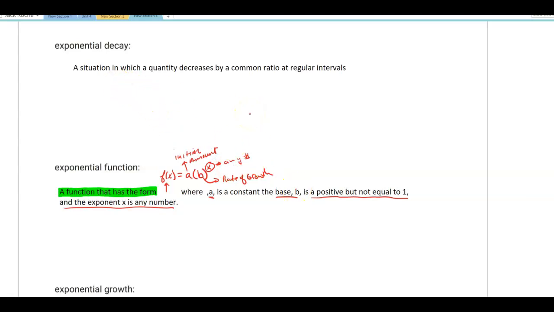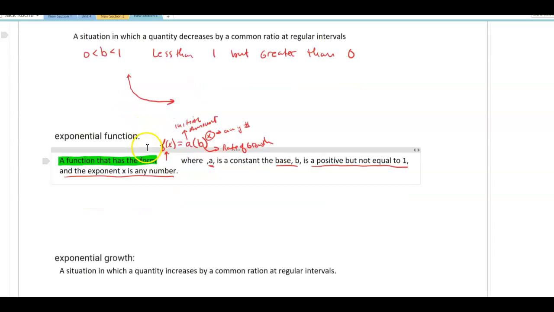So when we talk about exponential decay, it's a situation where the quantity decreases by a common ratio at regular intervals. With this, your b value tends to be between 0 and 1. So it's definitely less than 1, but greater than 0, meaning it's not negative. When we look at this graph, exponential decrease means you start with an amount and it decreases very quickly.